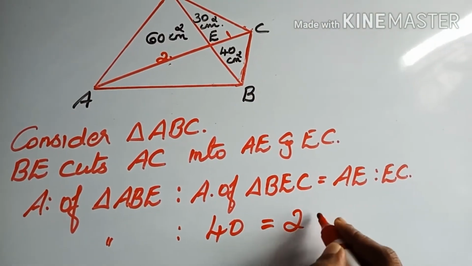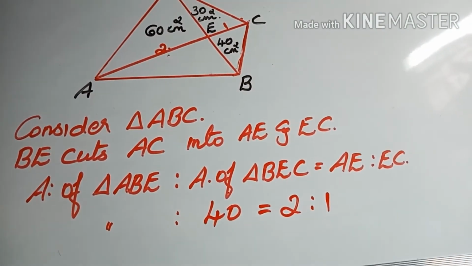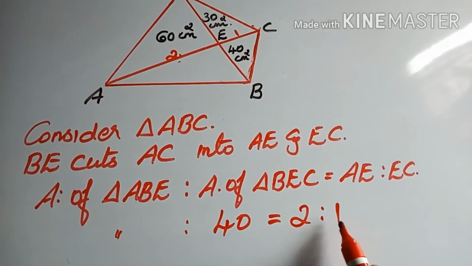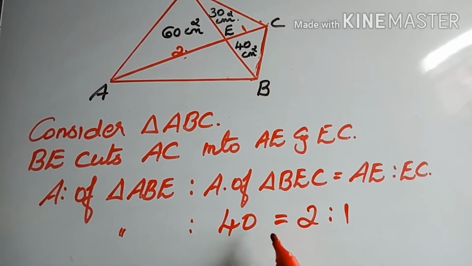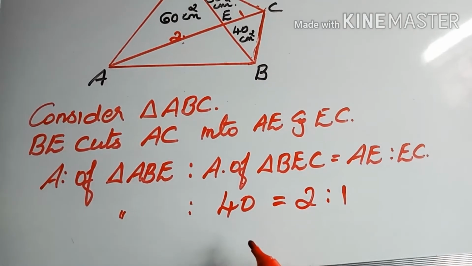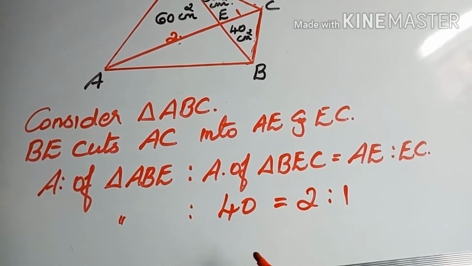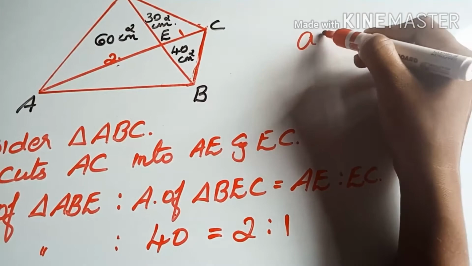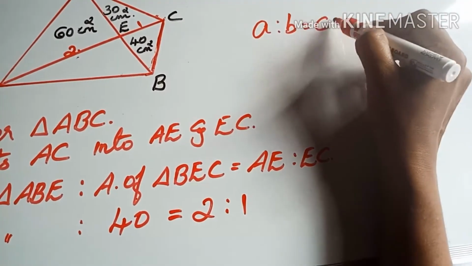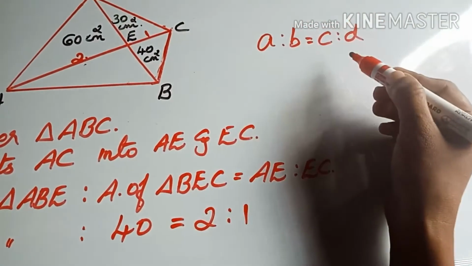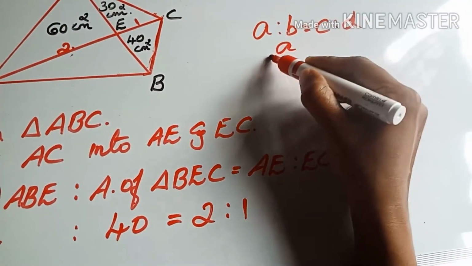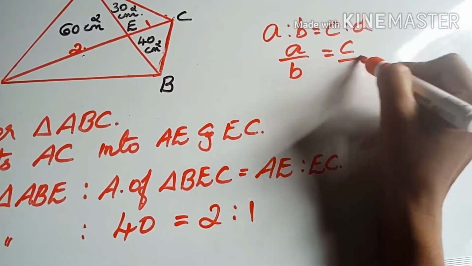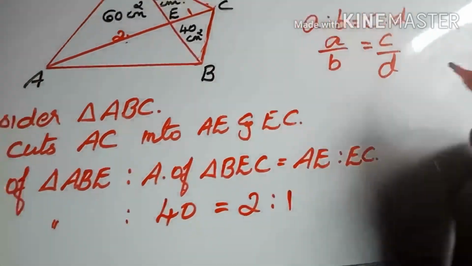That we can write here, 2 is to 1. Okay. Now here the first part is equal to 40 and this is equal to 2 is to 1. This we can write in fraction form. This we learned in the 8th standard, ratio. So the rule is: if A is to B equals C is to D, we can write A is to B as A by B and C is to D as C by D.